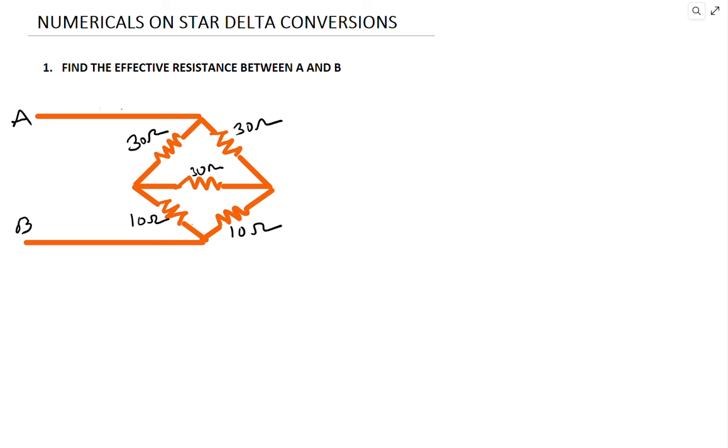So today I'm going to explain numericals based on star delta conversions. A problem is shown on the figure. Find the effective resistance between A and B. Now whenever a problem is given like that, first of all you have to look at whether the resistances are in series or parallel. If they are in series or parallel, use those rules to get the effective resistance between A and B.